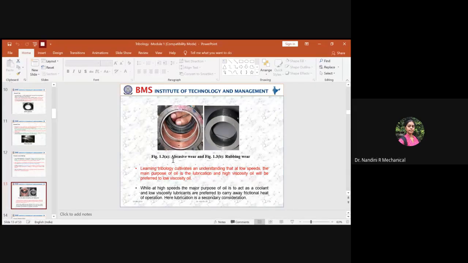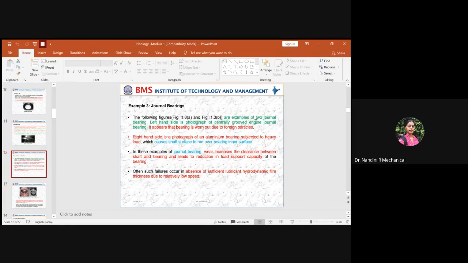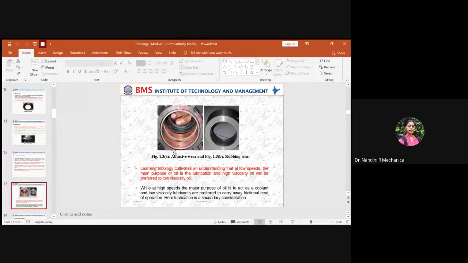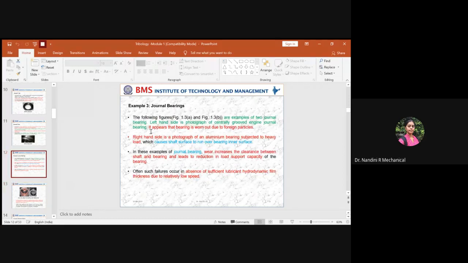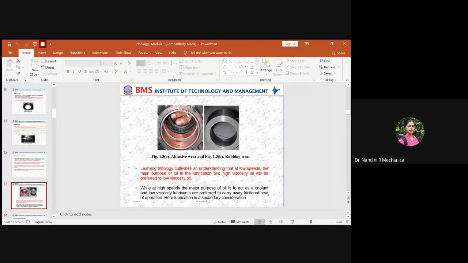Next, I just wanted to tell you about journal bearings. These are the types of wear which come across in the journal bearing. One is abrasive wear and the second one is rubbing wear. These are the two examples. The left hand side, what you see in the photograph, is obtained due to a centrally grooved engine journal bearing. When an engine journal bearing is centrally grooved, you will come across abrasive wear. It appears that the bearing is worn out due to some foreign particles. You can see here the bearing has been worn out due to some foreign particles.